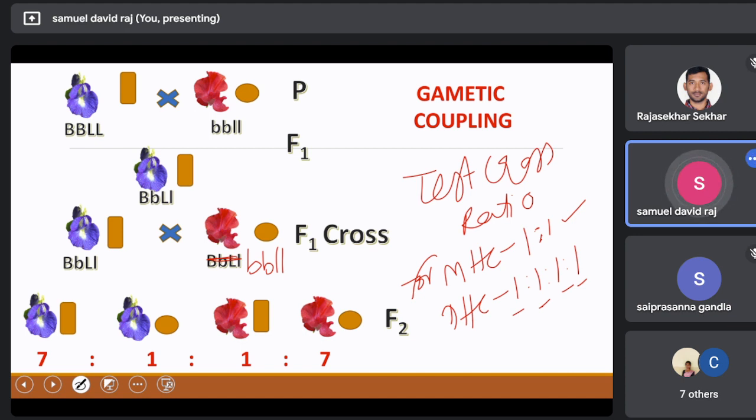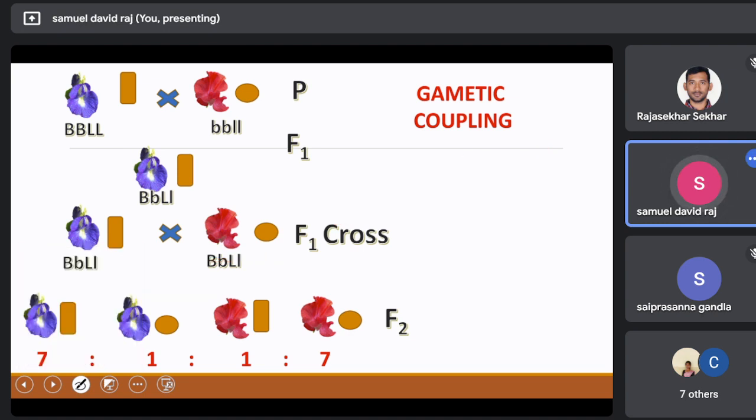And this is a dihybrid test cross. The F1 cross is a dihybrid test cross, so they should get 1:1:1:1. But surprisingly, they have got 7:1:1:7. And this phenomenon is called by them gametic coupling. Okay, I'll explain you about this later.